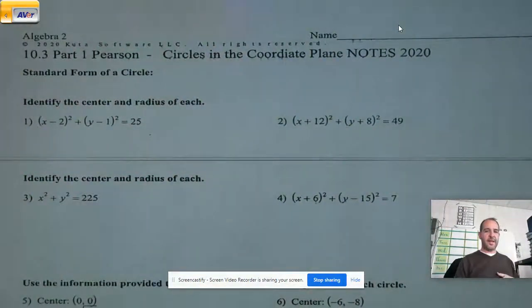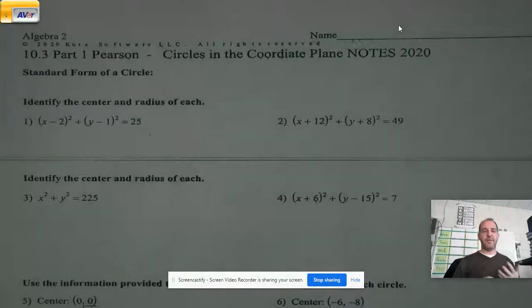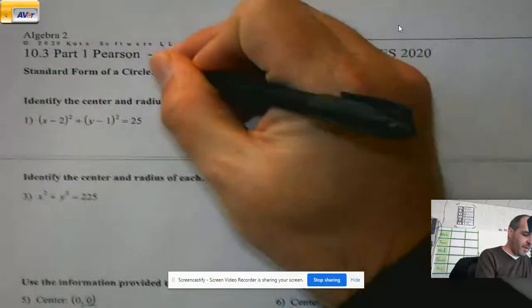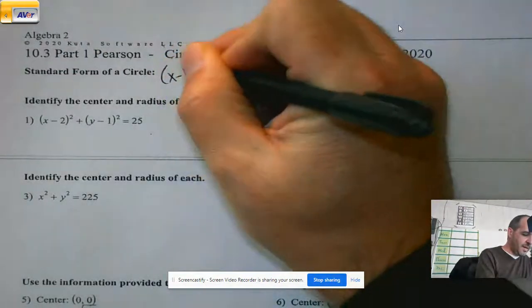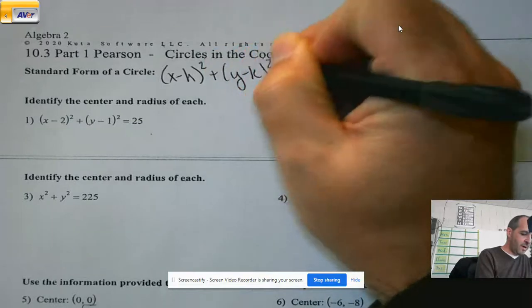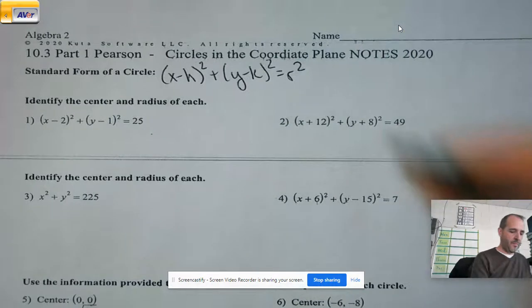We're going to start with the standard form of a circle. Now when I first show you this, this is going to look complex, and it's not really as complex as it looks once we get to understand a couple of the pieces. So (x - h)^2 + (y - k)^2 = r^2. Now, what do some of those things mean?